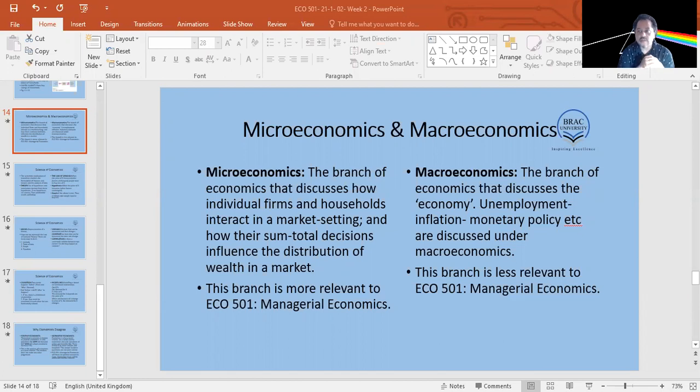Macroeconomics, on the other hand, is the branch of economics that discusses big concepts. For example, unemployment, inflation, GDP, GNP, monetary policy, etc. These things are almost irrelevant to this particular course, so we're not going to look at them.